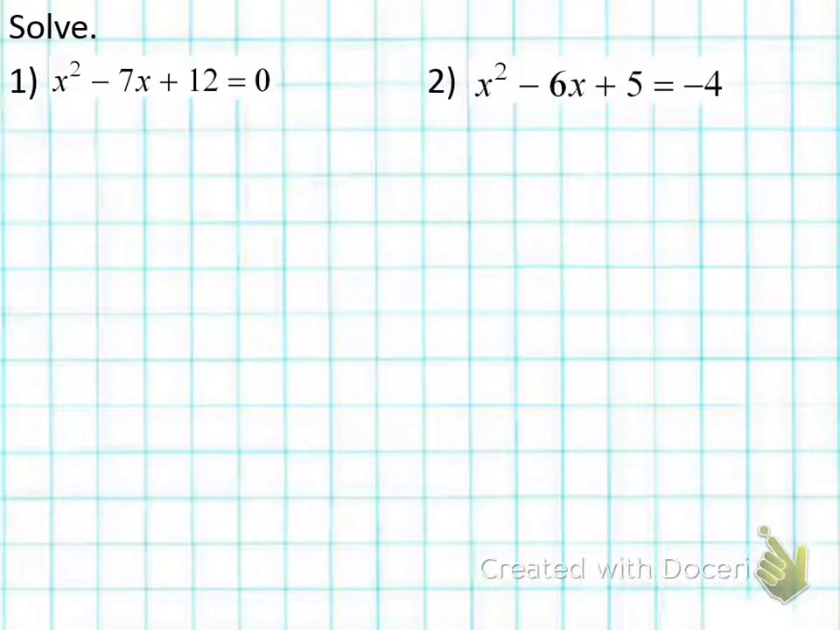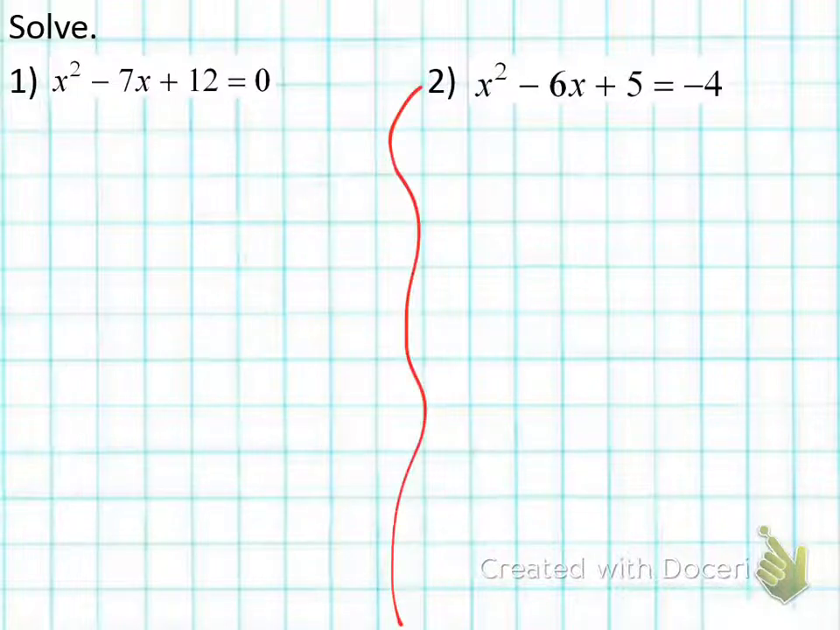Number 1. First thing I want to do is make sure that one side of my equation is all equal to 0. We have a 0 here, but on number 2, you see that it's equal to -4, so we're going to deal with that. But in this one, since it's already equal to 0, I don't have to reorganize everything. Everything is organized in descending order: x squared, x to the first, and then the constant.